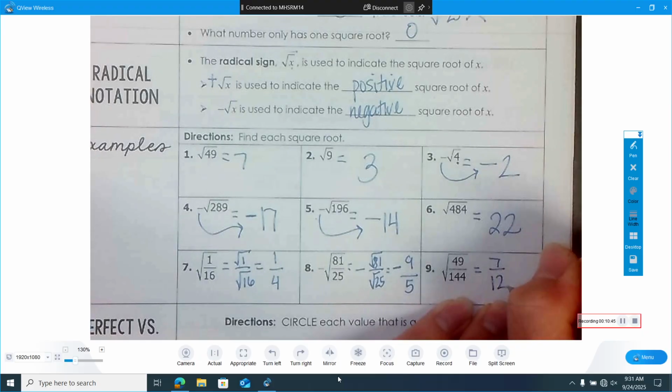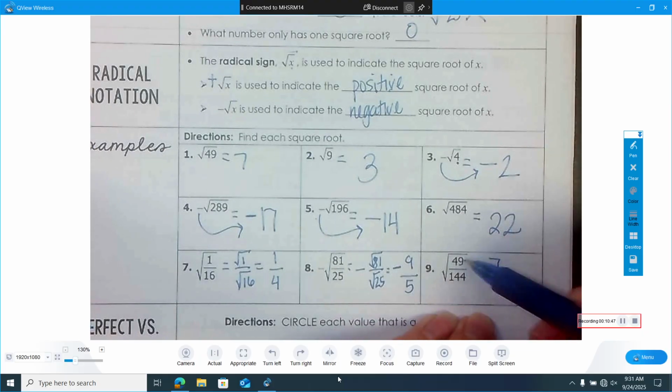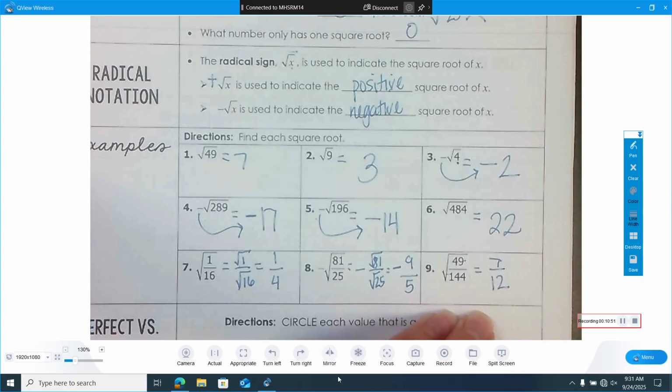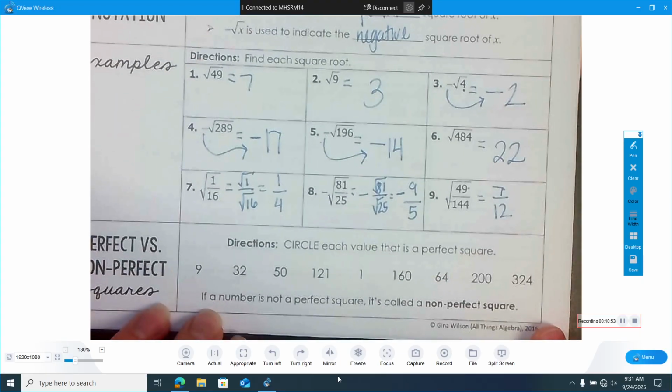7, 12. Very good. The square root of 49 is 7. The square root of 144 is 12. Beautiful. Good job.